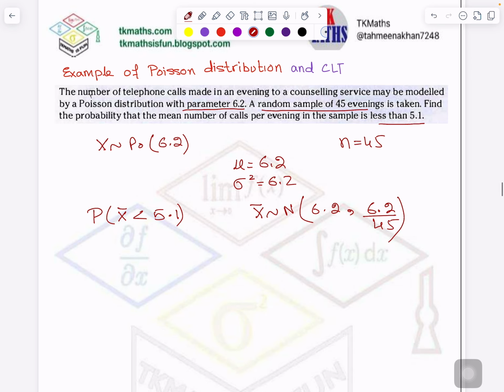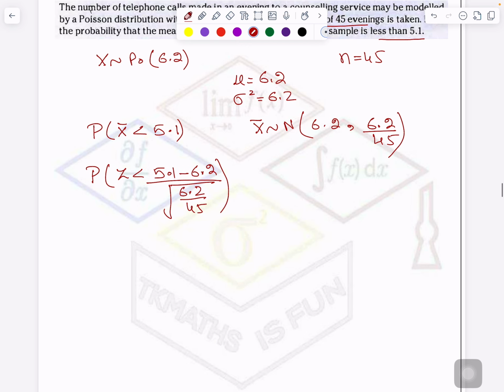So after that you will change it into z. So it will be 5.1 minus 6.2 divided by 6.2 over 45. So now you can use your calculator to get the value of z. So it will be equal to minus 2.963.